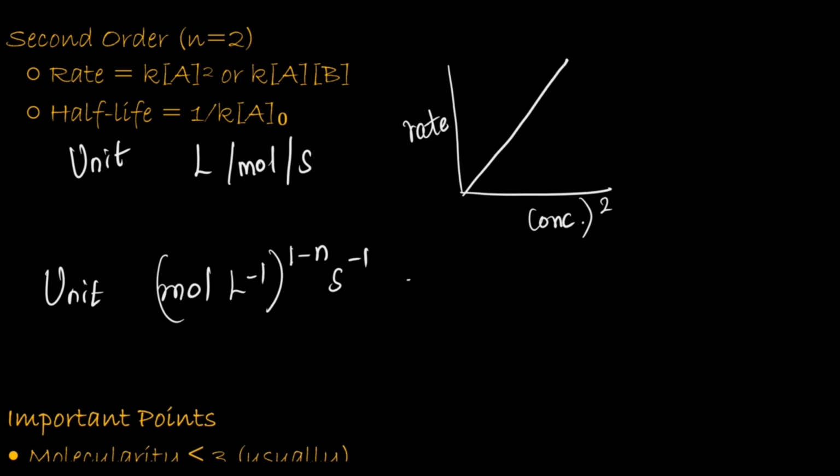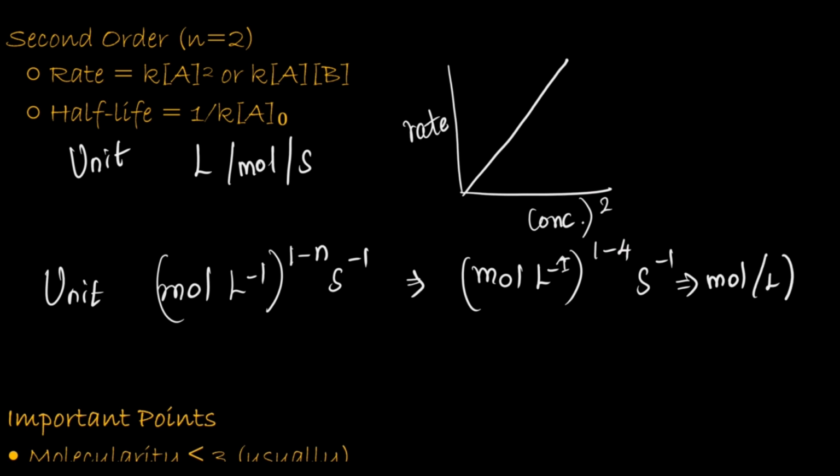So let's say they are asking for 4th order reaction. Okay, so mole liter inverse to the power 1 minus 4, second inverse. So which will become mole per liter to the power minus 3 second inverse. Okay, so unit can be asked from any order of reactions.